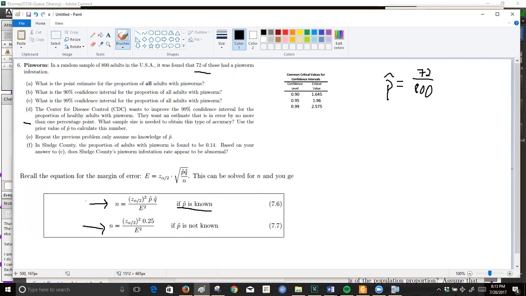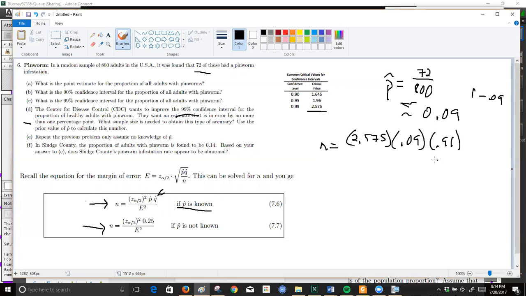So since we know for part D, they want us to use that prior estimate, and we know p hat was 9%, about 0.09. And we know for a 99% level of confidence, we need to use a 2.575 z-score. So I'm just going to start doing this calculation. The z-score is 2.575, and that's going to get multiplied by my 0.09 number. And then remember, the q hat is 1 minus that. So what's 100 minus 9, or 1 minus 0.09? I think that's 0.91. And that all gets divided by the margin of error squared. Now, we're supposed to be within 1 percentage point, it says. So that's 0.01, and then we're going to square it.